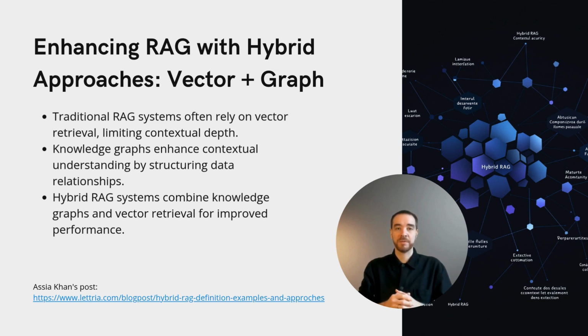That's where knowledge graphs are beneficial. They offer a structured way to represent relationships between data points, enhancing contextual understanding. By integrating knowledge graphs with vector retrieval, we create hybrid RAG systems that leverage the strengths of both approaches. For more details, please refer to Asya Khan's post on Letria's blog. Especially her real-world examples and different approaches to hybrid RAG systems are an interesting read.